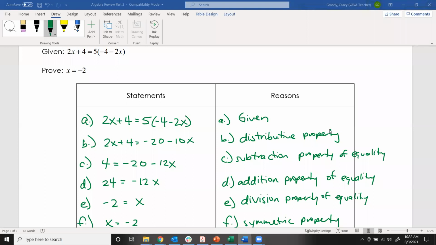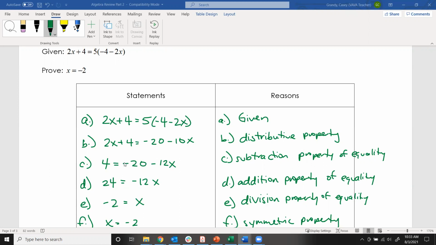Okay, so we already knew that x equaled negative 2. We just needed to fill in the steps on how to get there. So we start with the given equation, and that's given. I distributed that 5. And so when I distributed that 5 times negative 4 minus 2x turned into a negative 20 minus 10x. That's the distributive property. I then chose to subtract 2x from both sides, leaving me with 4 equals negative 20 minus 12x. That was the subtraction property of equality, since I subtracted 2x from both sides.